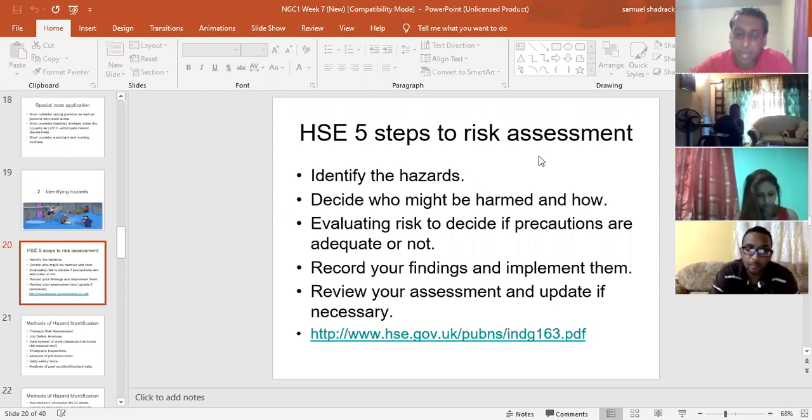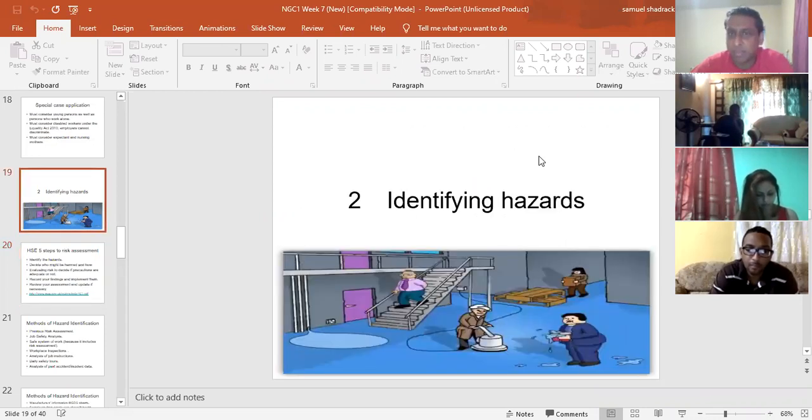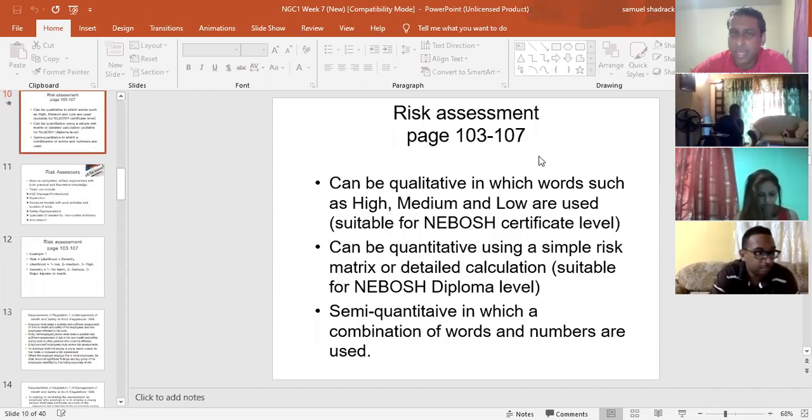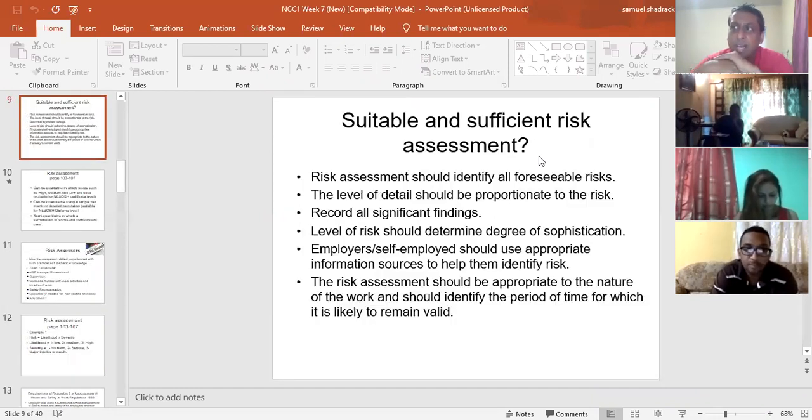I think the bigger part of this, when we had done this, was something called suitable and sufficient, if you remember that. If not, it's right there. They sometimes ask what would make a risk assessment suitable and sufficient. The idea behind it is that one risk assessment is not good for everybody. You can think about disabled persons, right?